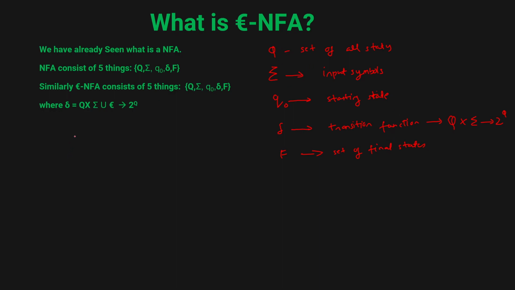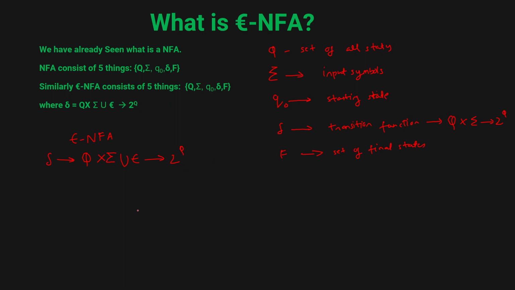Similarly, in E-NFA, that is Epsilon NFA, what do we have? We have the same 5 things except the transition function is a little bit different. So what is the formula for the transition function? Del is going to be Q multiplied by sigma, that is the set of all states multiplied by the input symbols, and then union with epsilon, that is empty state. It is going to give us 2 raised to the power Q. So what is the meaning of this? Basically, when you have an empty state or no input, still the transition happens. That is, you go from one state to another.